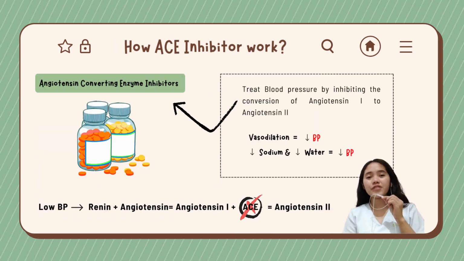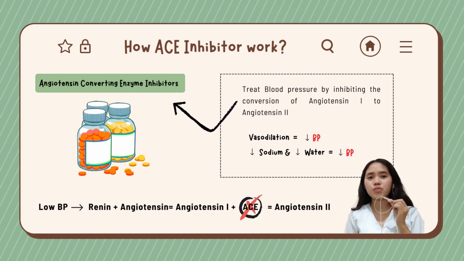Finally, let's talk about how the ACE inhibitors inhibit the RAA system, or help in lowering blood pressure. Remember that ACE refers to angiotensin converting enzyme, which is needed in the RAA system to convert angiotensin 1 into a potent vasoconstrictor, angiotensin 2.